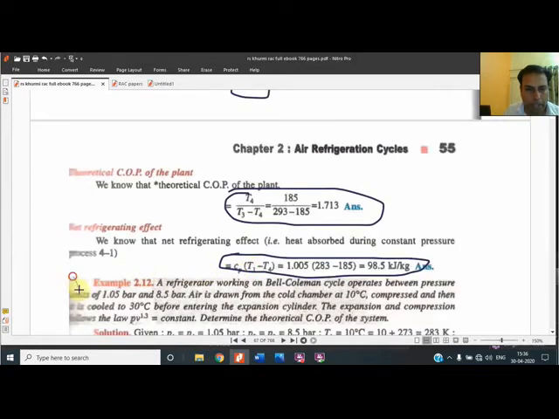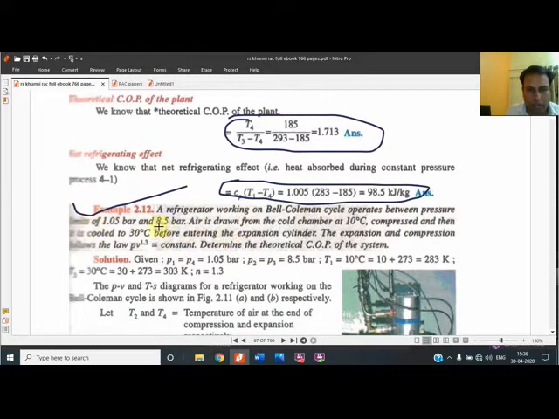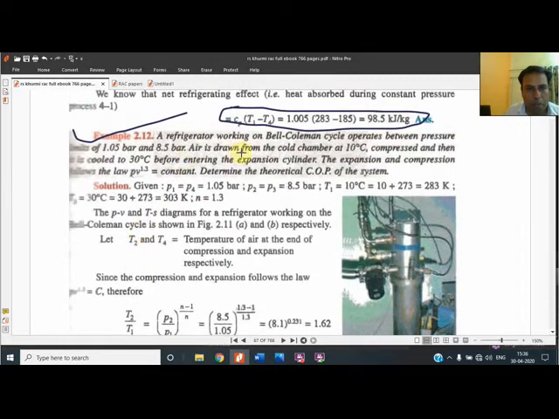Now we come to the second question. In this question, a Bell-Coleman cycle operates between two pressures. I have told you that you have to learn that pressure values will be only two. One is 1.05, another is 8.5. No third pressure will be there.